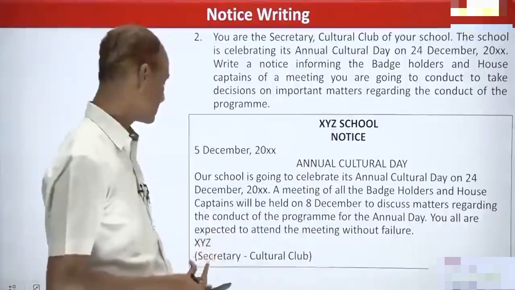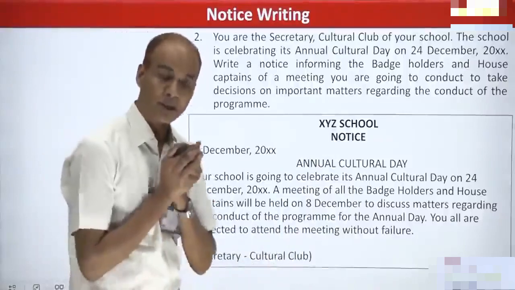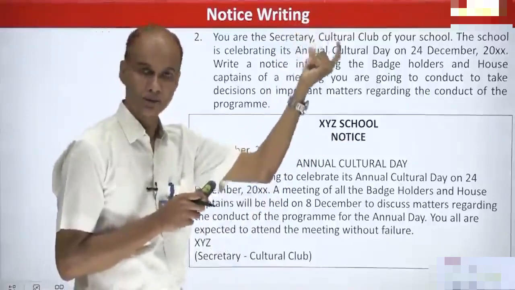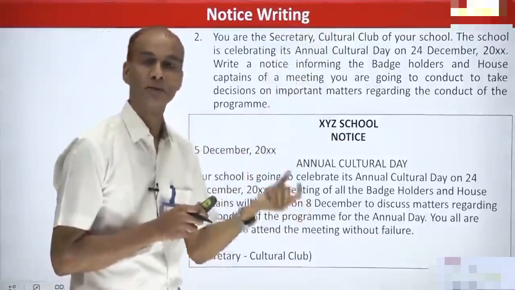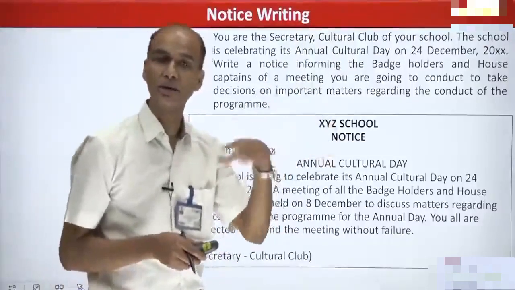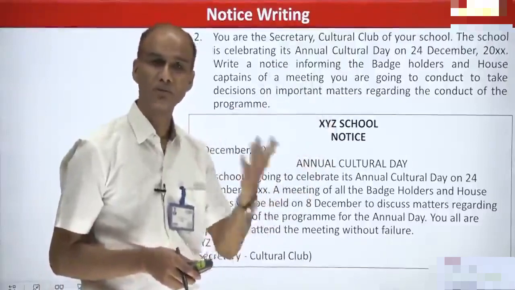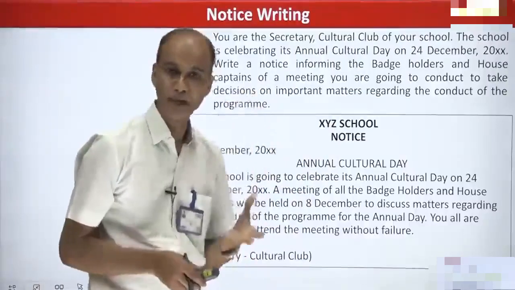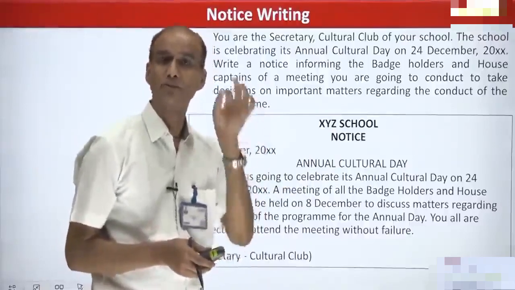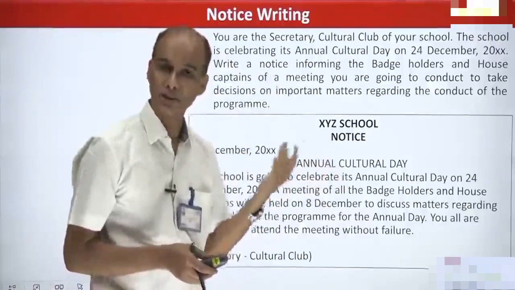So, fine, XYZ, Secretary, Cultural Club. This is how we have to write. Now, I told you, if it is not about school, then you will begin with notice, then the date in the next line, then the title. In 2019, a question was given that you were strolling in the nearby garden, like on an evening walk, and while strolling you found a bag containing some cash and important documents. Write a notice to be put on the notice board of the park and invent necessary details.